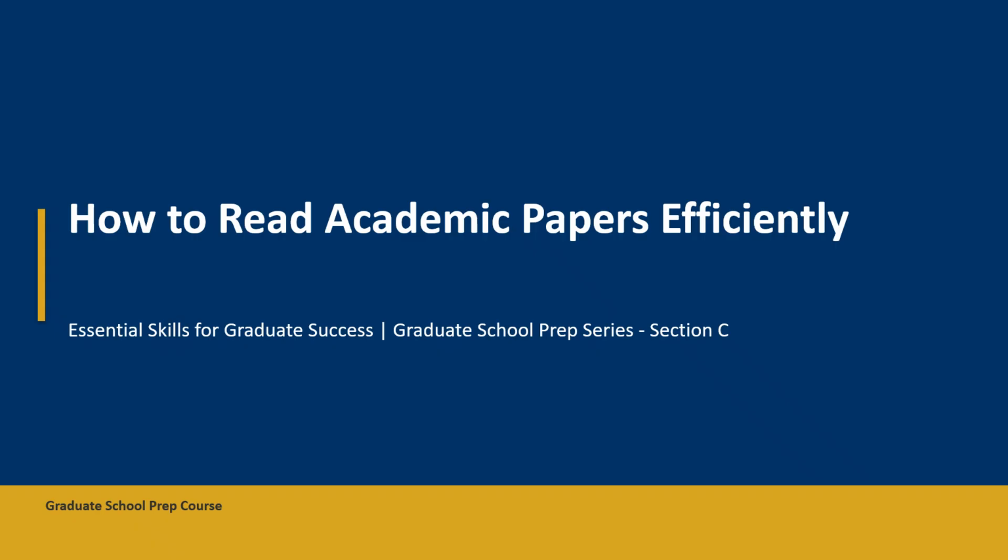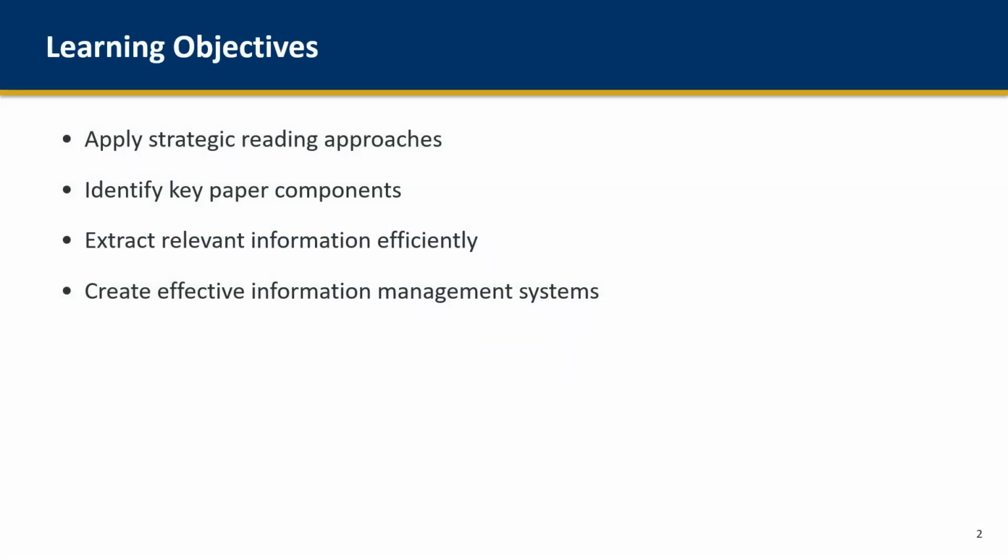By the end of this video, you'll have a systematic approach to reading academic papers that extracts what you need efficiently, whether you're surveying a field, reviewing for a specific project, or deeply engaging with a critical source. Here's what you'll learn. First, you'll apply strategic reading approaches that match your reading intensity to your purpose. Different goals require different approaches.